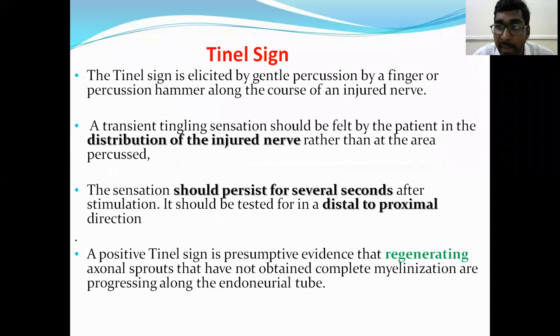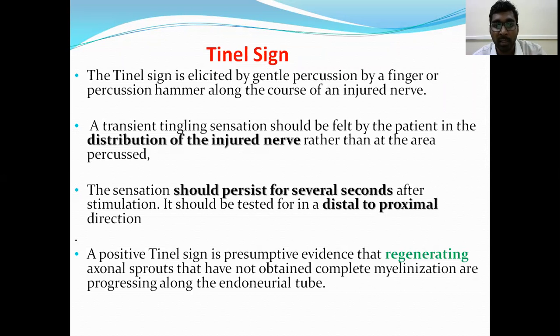What is Tinel sign? Tinel sign is very important. Tinel sign is a sign of recovery. The Tinel sign is elicited by gentle percussion, with a finger or percussion hammer, along the course of an injured nerve. A transient tingling sensation should be felt by the patient in the distribution of the injured nerve rather than at the area of percussion. The sensation should persist for several seconds after the stimulation. It should be tested in a distal to proximal direction.